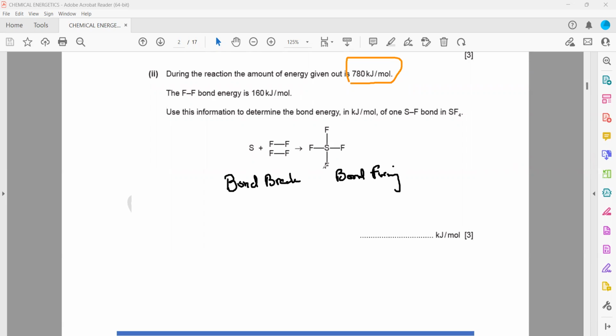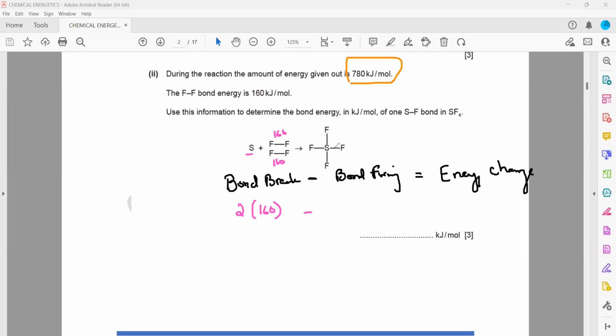The bonds are formed. And when we take the difference between bond breaking and bond forming, that is equivalent to energy change. So bond breaking minus bond forming equals energy change. For the bond breaking energy, sulfur is an atom, so there is no bond breaking energy, because there is no bond here. For fluorine, each fluorine is 160. So this is 160, this is also 160. The total bond breaking energy is 2 times 160.